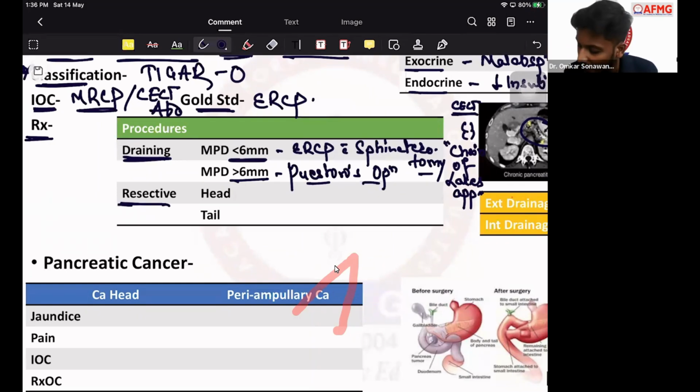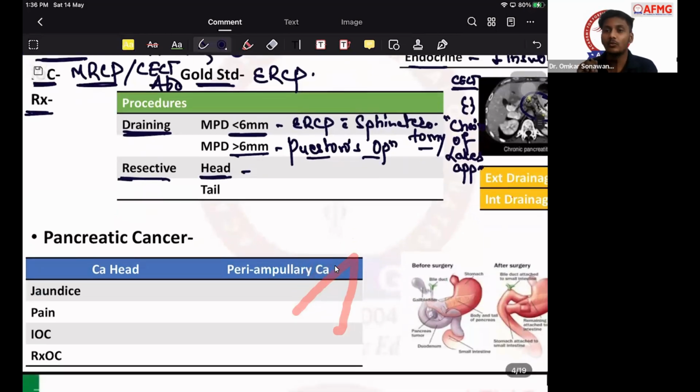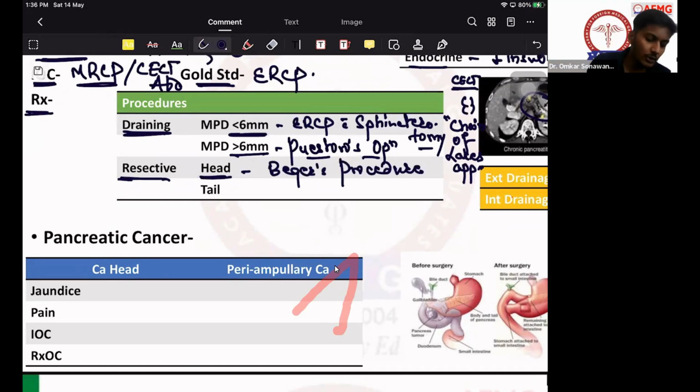Okay, if the head is involved, what is done usually? It is known as the Beger's procedure. That means you will resect the head. If the head is involved, you will resect the head. That is what is known as the Beger's procedure.